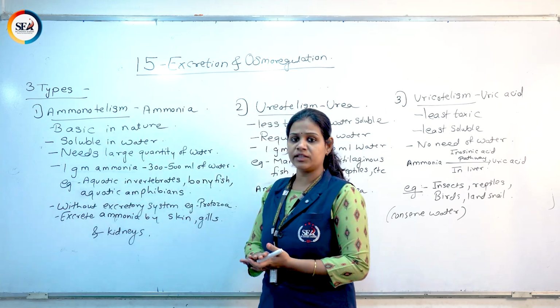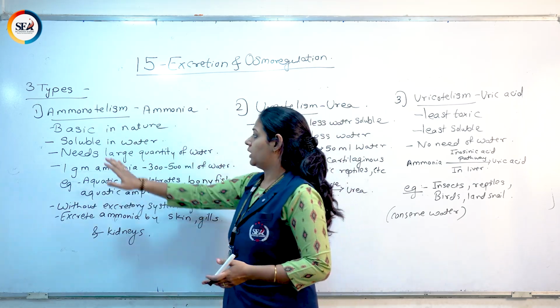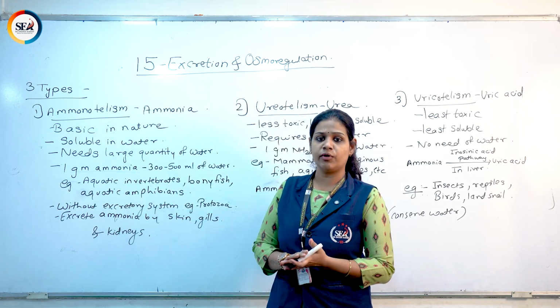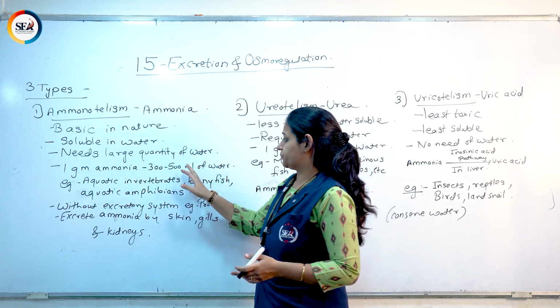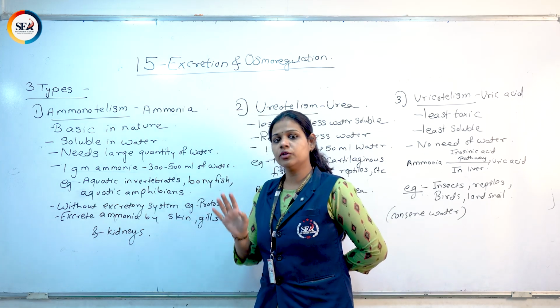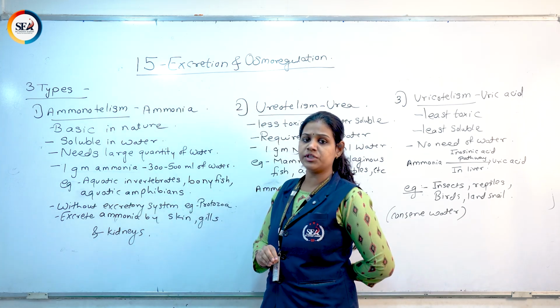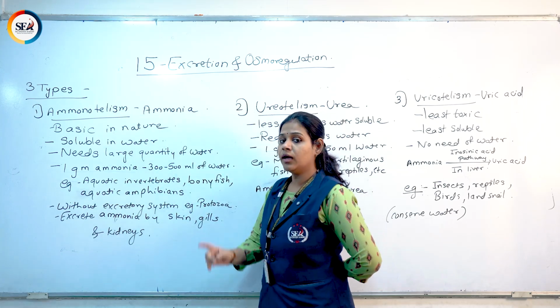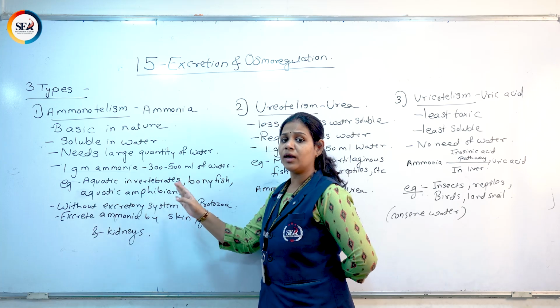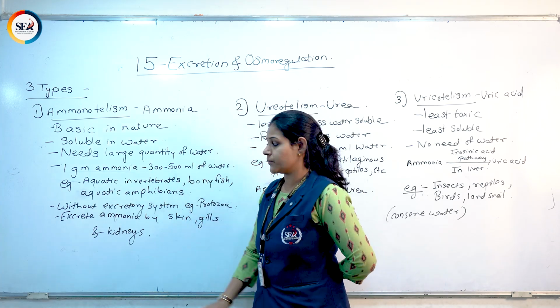They are basic in nature. Ammonia is basic in nature. Ammonia is soluble in water. It needs a large quantity of water. So, the animals which have plenty of water around their surroundings excrete the nitrogenous waste in the form of ammonia. For example, 1 gram of ammonia requires nearly 300 to 500 ml of water for its excretion.